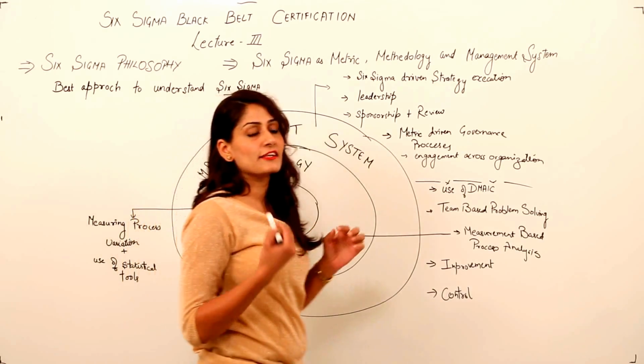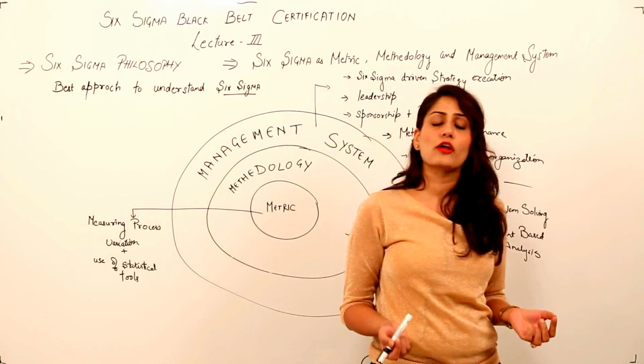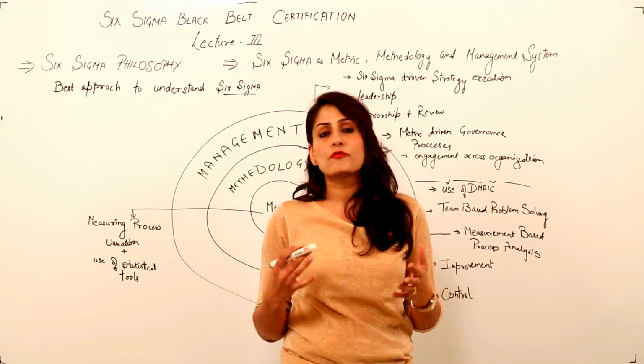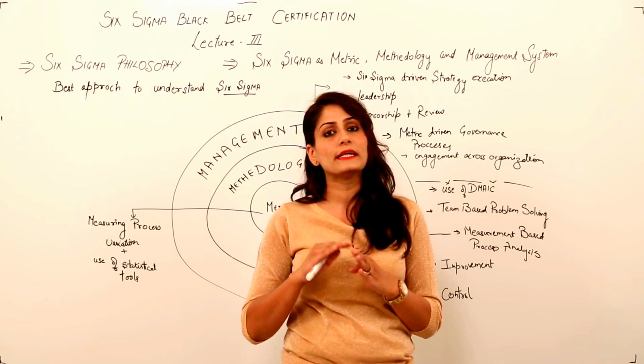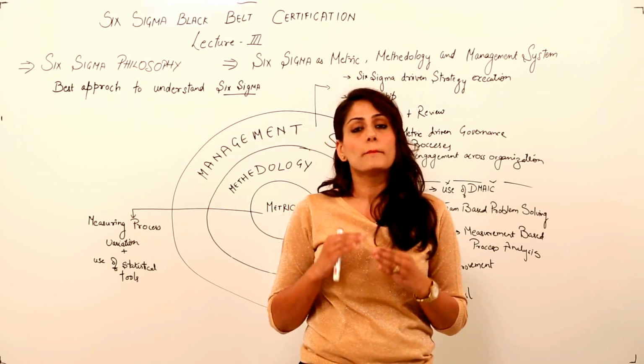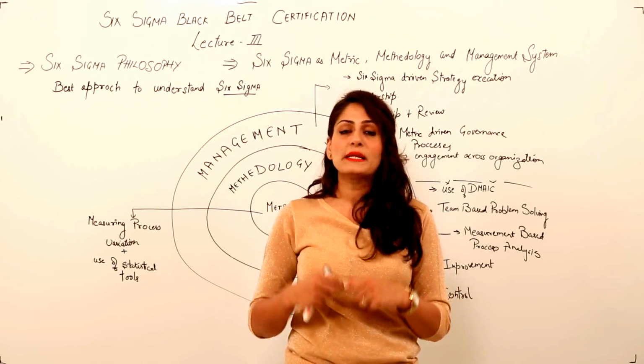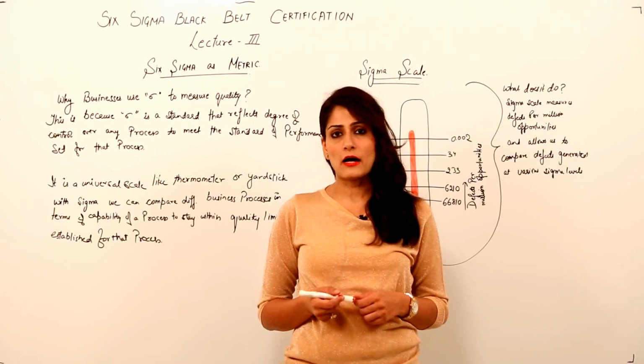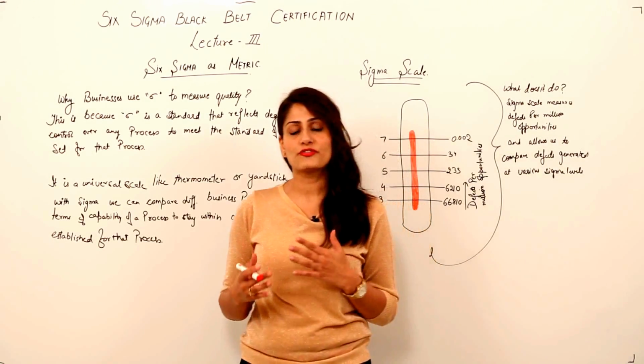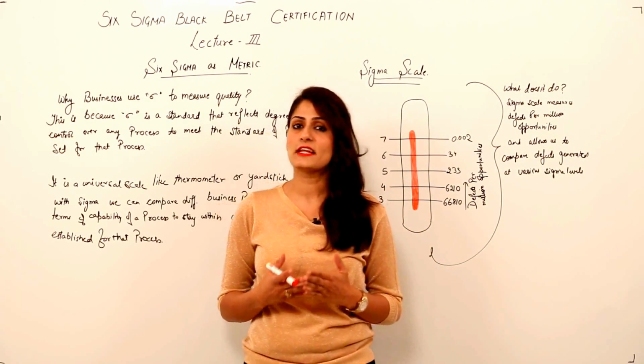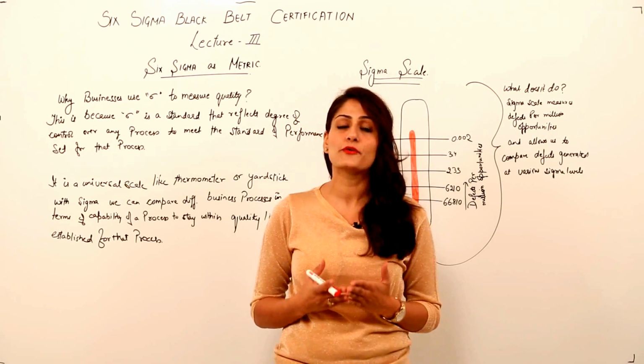But if you think that it's just a metric or a methodology or a management system, it won't be the full perspective. It will be incomplete, it would be half, because each of them completes another one. Now let's take each of them in a bit of detail. First, let's start with Six Sigma as a metric.